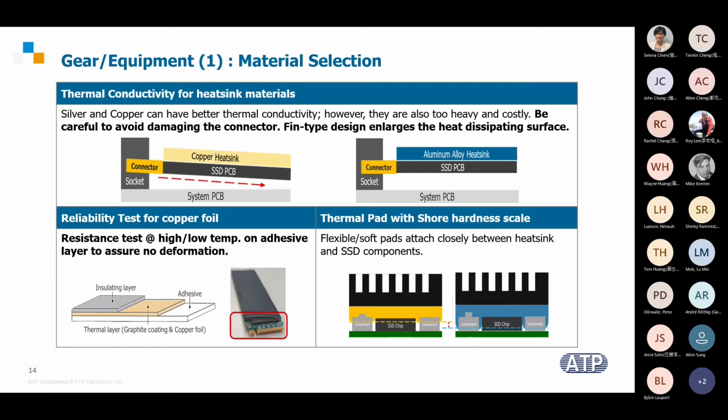Silver and copper can have better thermal conductivity. However, aluminum is weight saving and less costly with good thermal conductivity as well, normally in the form of fin type design. Mechanical engineers evaluate the cutting and shape of fin surface and airflow field to enhance the heat exchange coefficient.